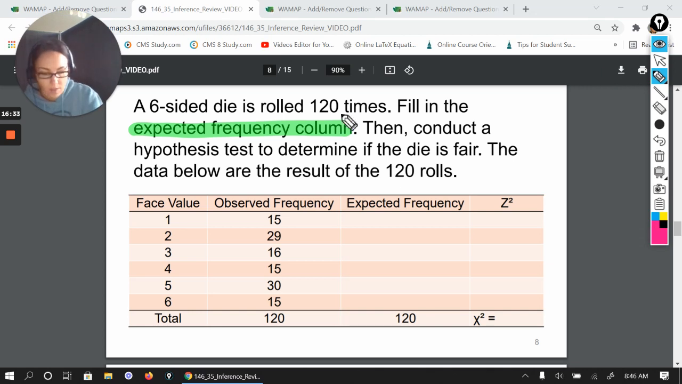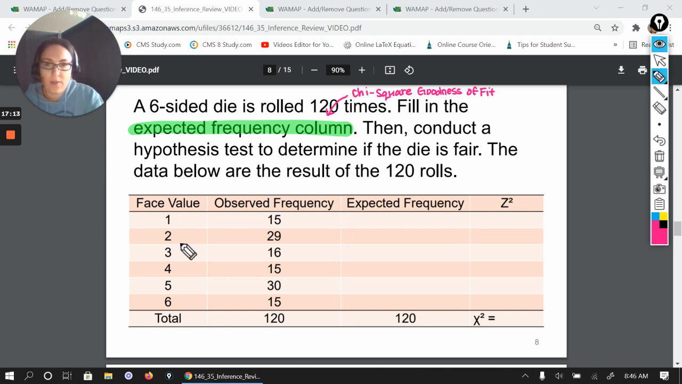So the expected frequency column. Okay, so this would tell us that we are going to be using a chi-square goodness of fit test. So let's go ahead and fill in this table.